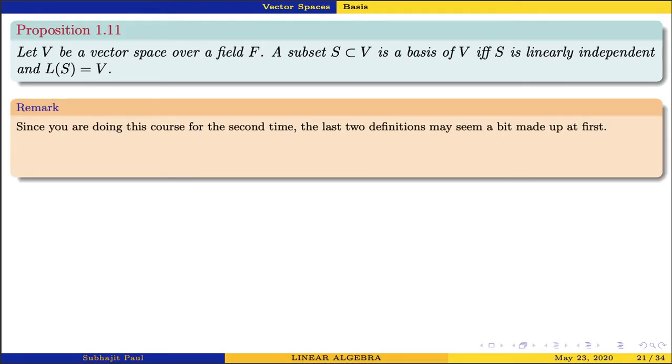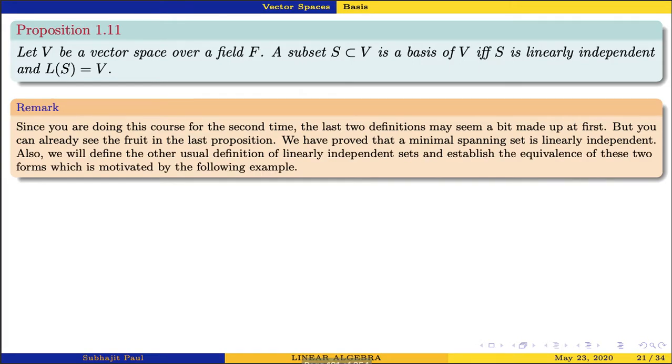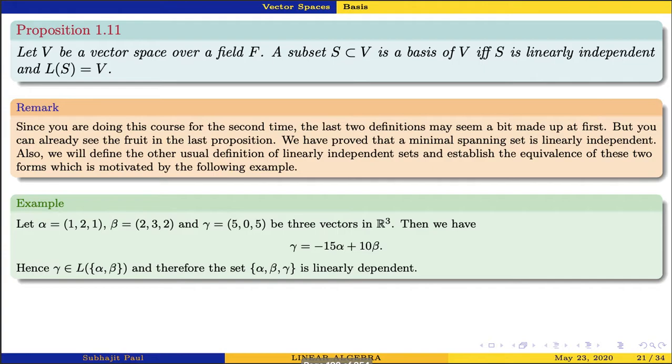Remark: since you are doing this course for the second time, the last two definitions may seem a bit made up at first. But you can already see the fruit of it in the last proposition. We have proved that a minimal spanning set is linearly independent. Also, we will define the other usual definition of linearly independent sets and establish the equivalence of these two forms, which is motivated by the following example.